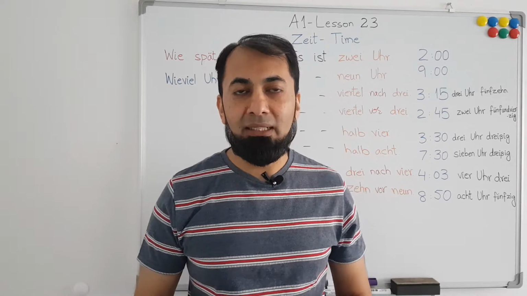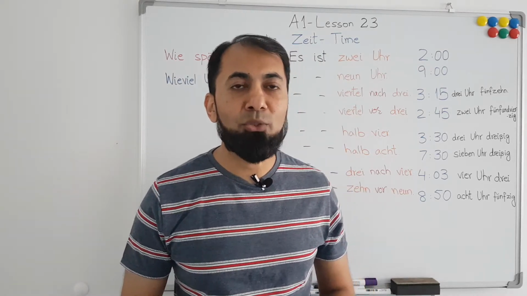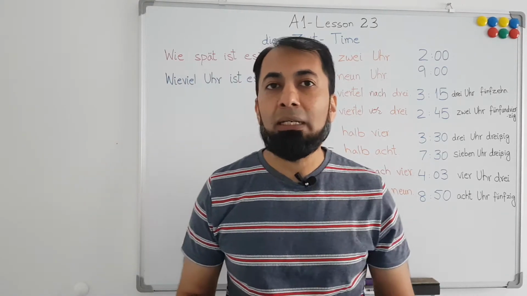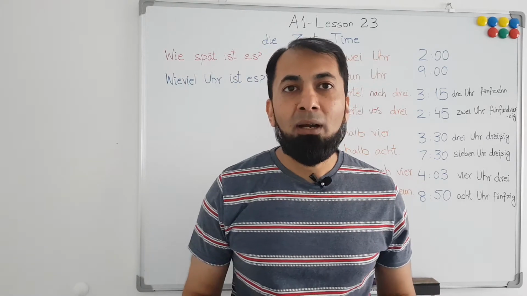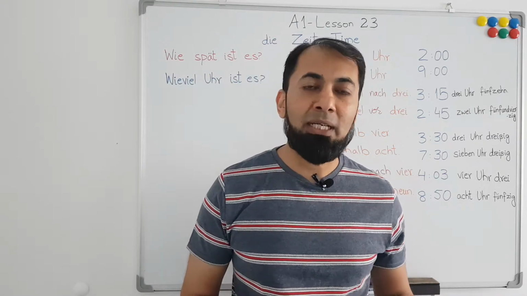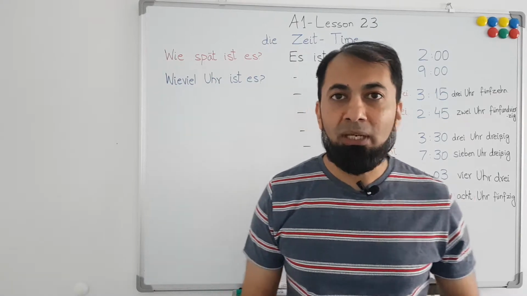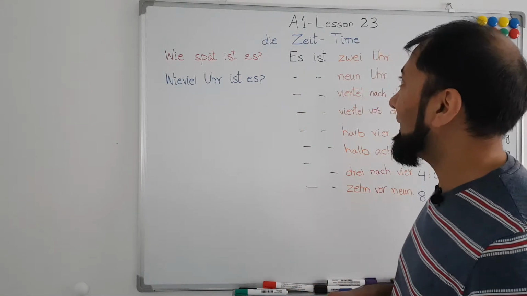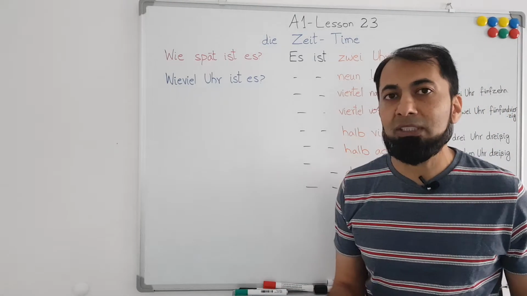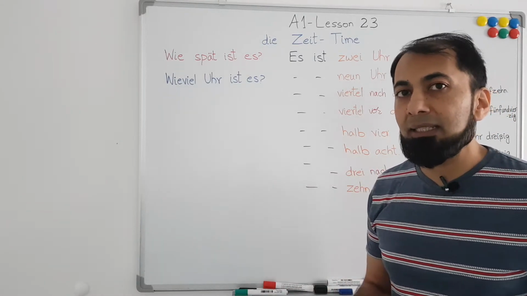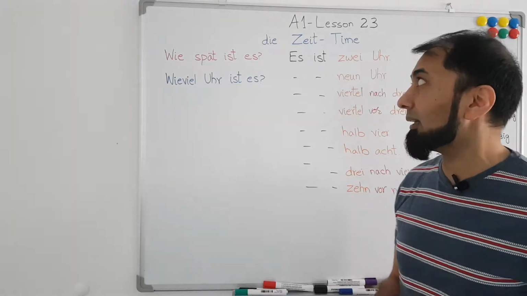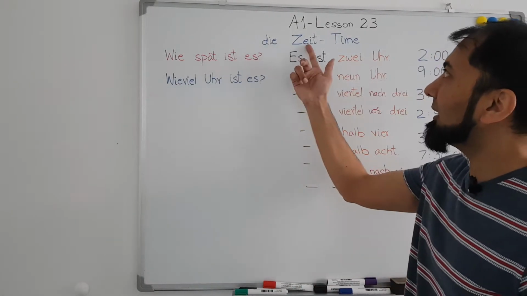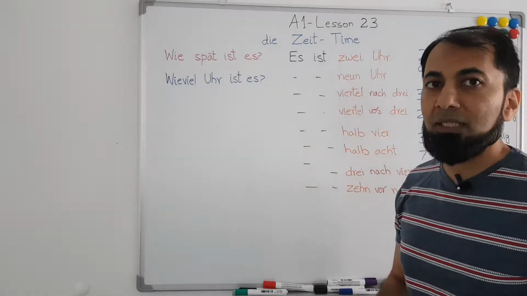Today is the 23rd lesson of the A1 level of the German language course, and today we are going to talk about time in German: how we can ask time and how we can tell time. So let's see first what we call time in German language. Time in German is called Zeit. Zeit is a feminine noun and it has the article die. So die Zeit is the time in German language.